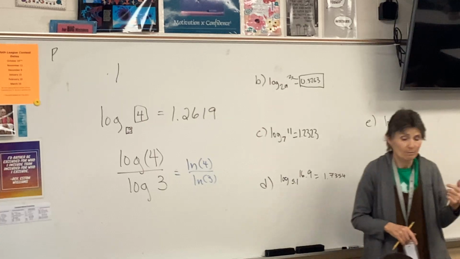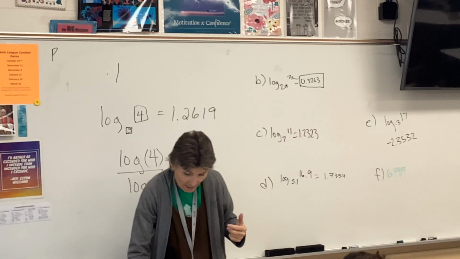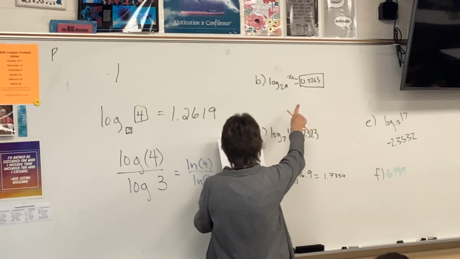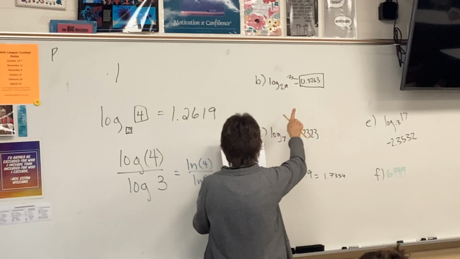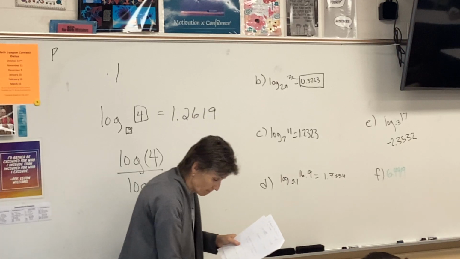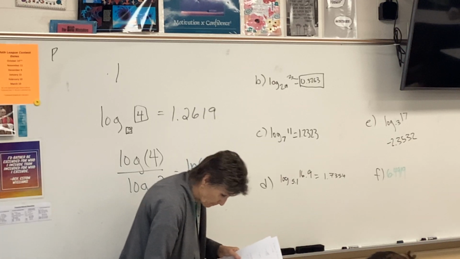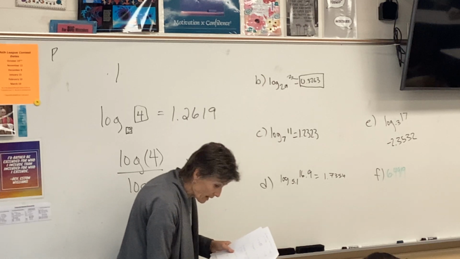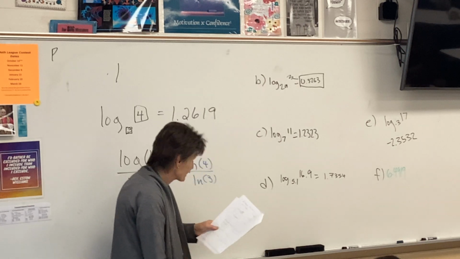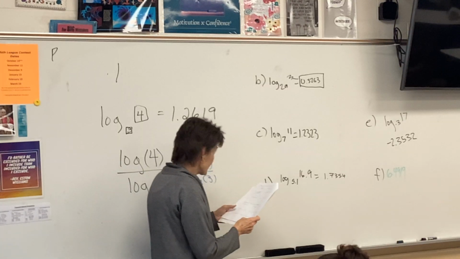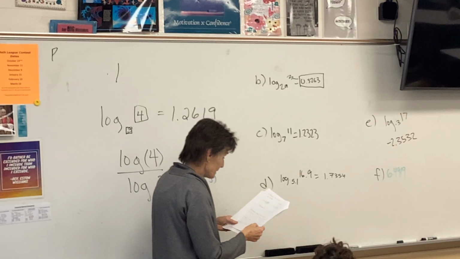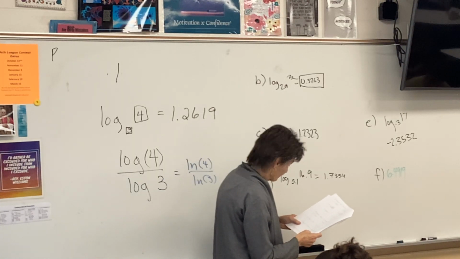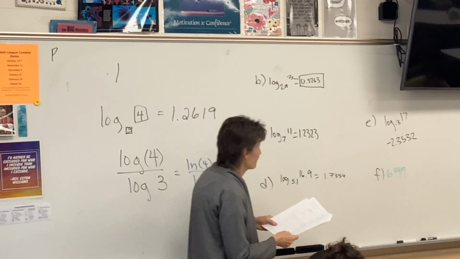You are going to find out. All right, let me check them. For B, I got 0.3. Double check. That's what I got after I typed it in correctly. That is exactly right. All right, for C, yep. D, yep. E, yep. And F, good job.